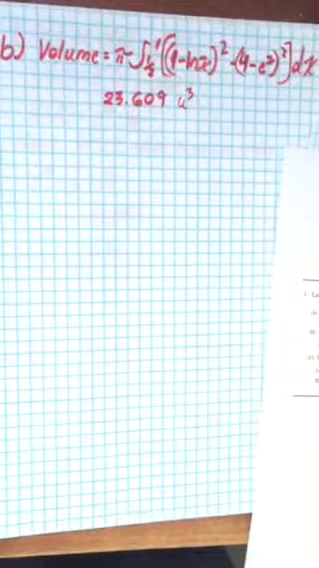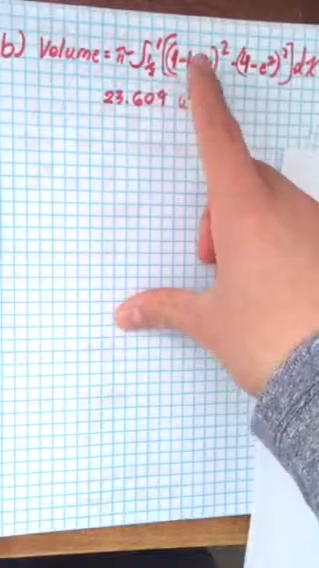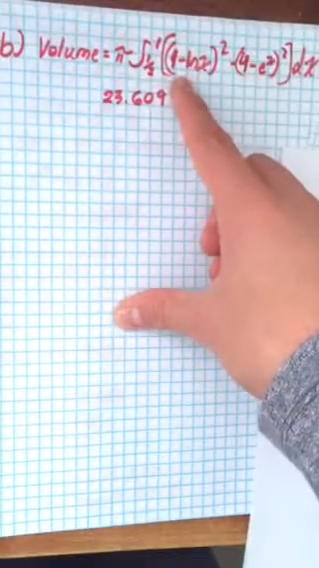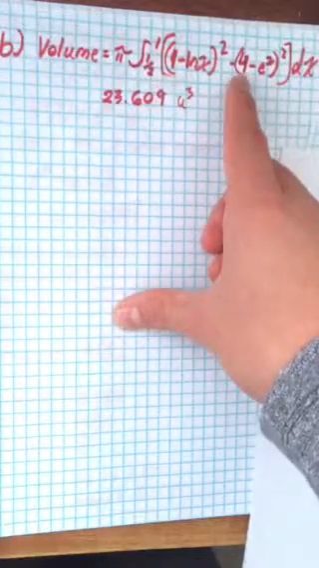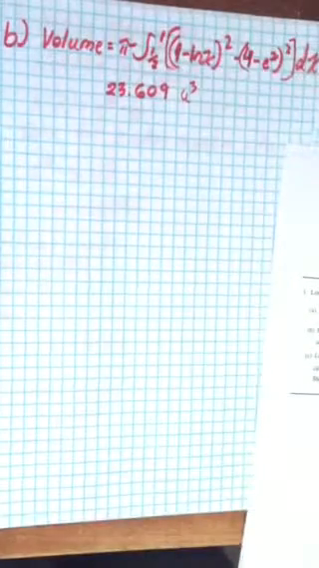Another issue: make sure that you have the bigger part minus the smaller part for your radii, or else you're going to get a wrong answer, and you'll get the whole question wrong because you didn't get the integral and you didn't get the answer.